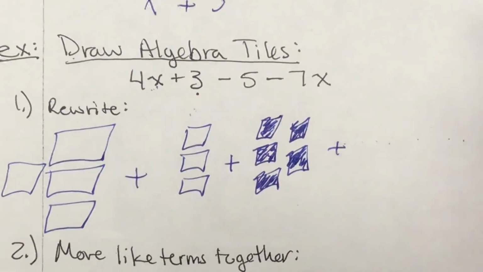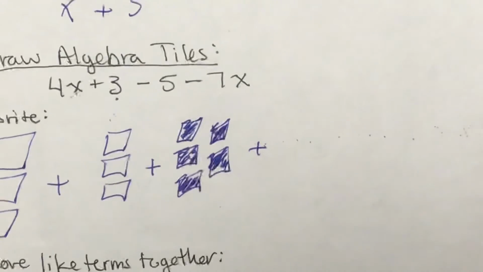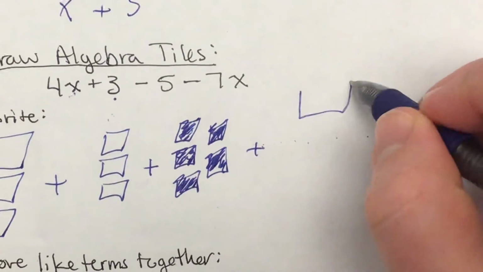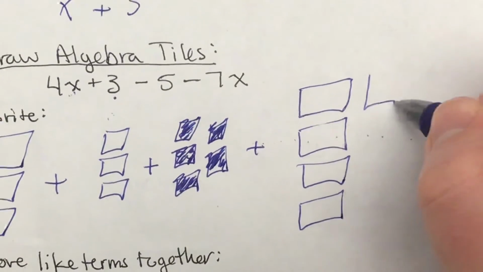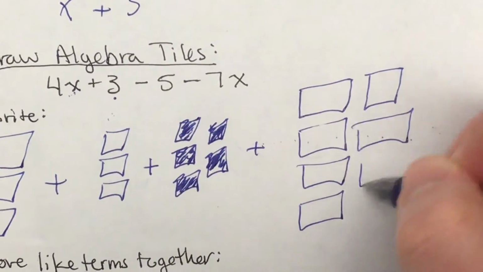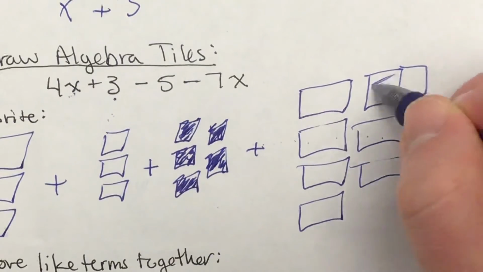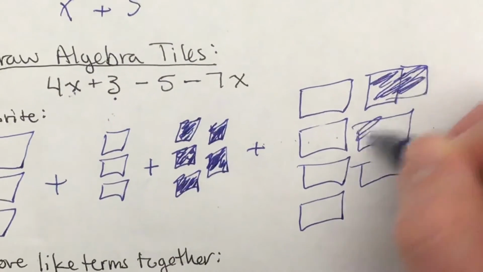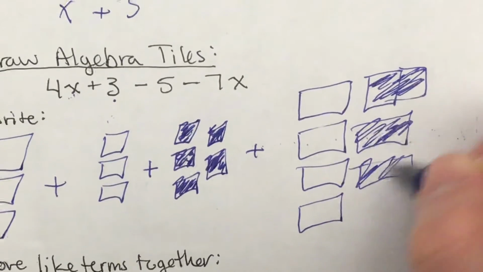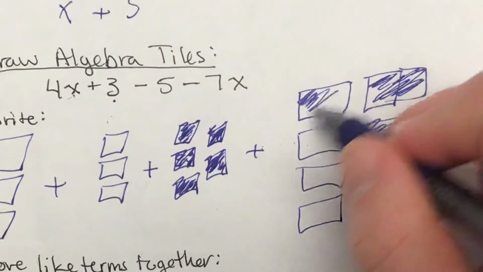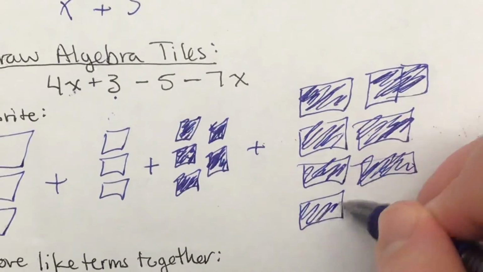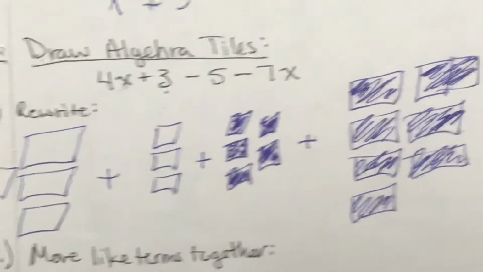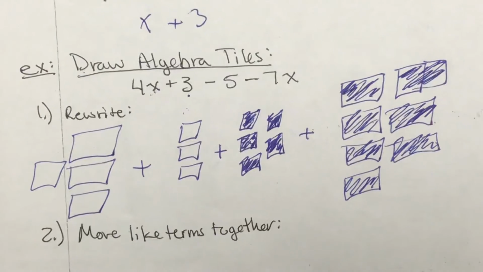And then minus 7x. So 7 shaded in rectangles. So shade all those in. And now we're just going to move our like terms together. Everybody got our rectangles down and our squares?